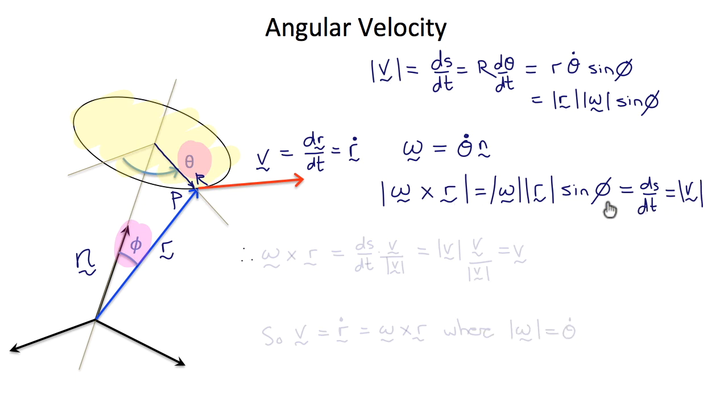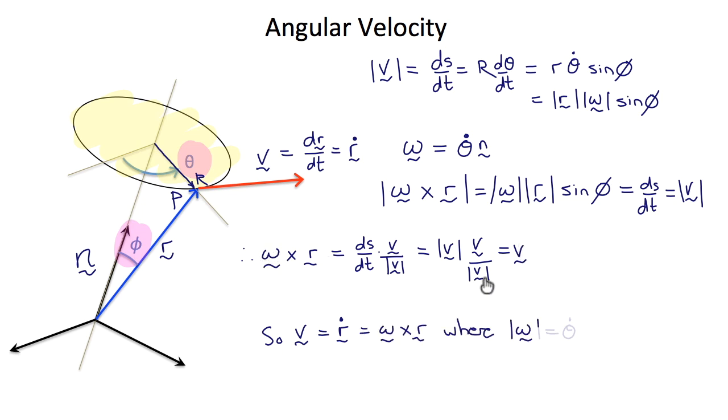Therefore, given that v is perpendicular to the plane of omega and r, we can write that omega cross r equals ds/dt times the unit vector v divided by the magnitude of v, but ds/dt is the magnitude of v, so therefore omega cross r is v. And so we now have a vector definition of the angular velocity omega in terms of the position vector and the velocity vector. So v, which is r dot, is omega cross r, where the magnitude of omega is theta dot.